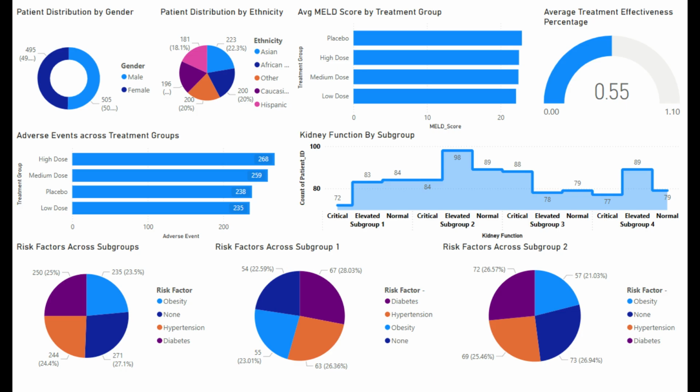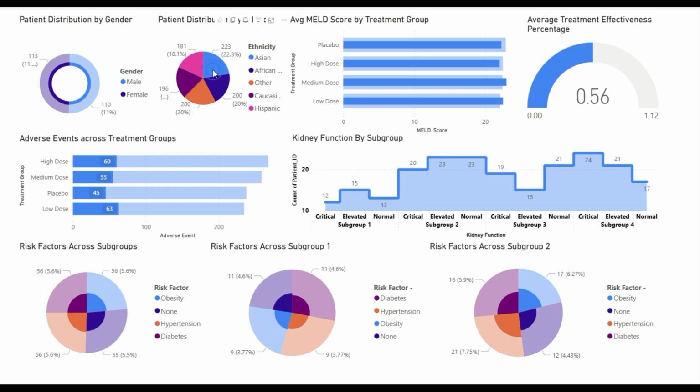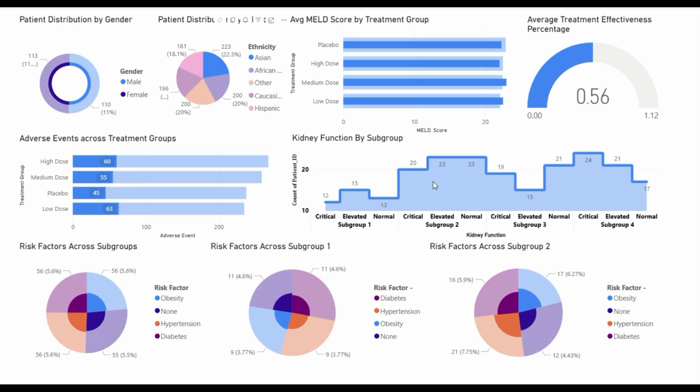Lastly, to demonstrate how demographic subgroups influence clinical outcomes, we apply a filter for Asian ethnicity. This enables us to assess trial performance for a specific population. Once the filter is applied, all charts reflect patient metrics unique to the Asian subgroup. The gender distribution is balanced, but MELD scores by treatment group vary, revealing potential differences in baseline disease severity. Treatment effectiveness changes, giving us insights into how this subgroup responds to therapy.